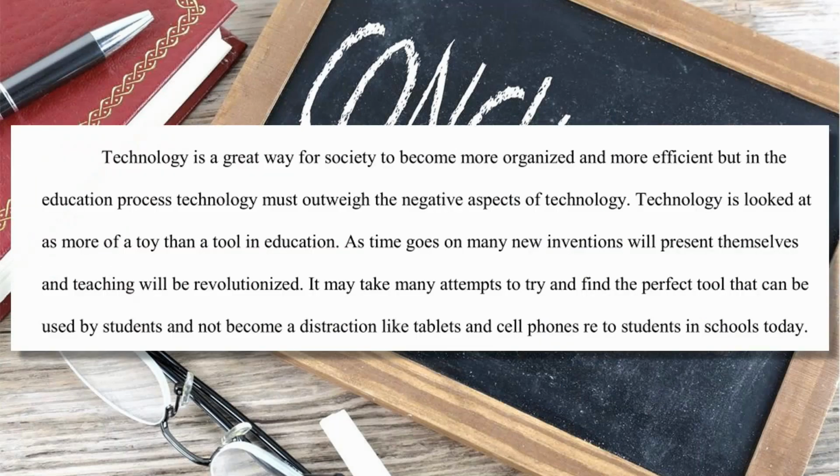"Technology is a great way for society to become more organized and more efficient, and the education process technology must outweigh the negative aspects of technology." We use technology 3 times in that sentence. "Technology is looked at, by whom, as more of a toy than a tool in education." That by whom is not a minor question. Who's looking at the technology as a toy is very important.